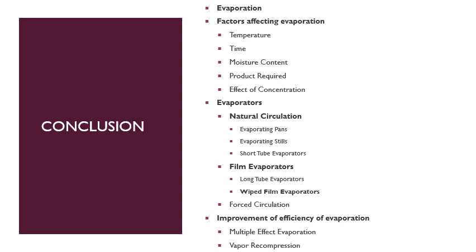The next major category were the film evaporators. They were converting the liquor into thin films. They were further divided into the long tube evaporators and the wide film evaporators. In the long tube evaporators there were about 1,000 tubes in a container of about 2.5 meter diameter or more. In the short tube evaporators, the tubes present over there are called as the calandria.